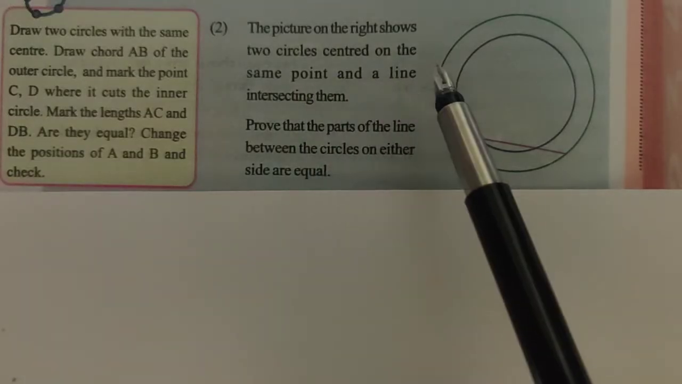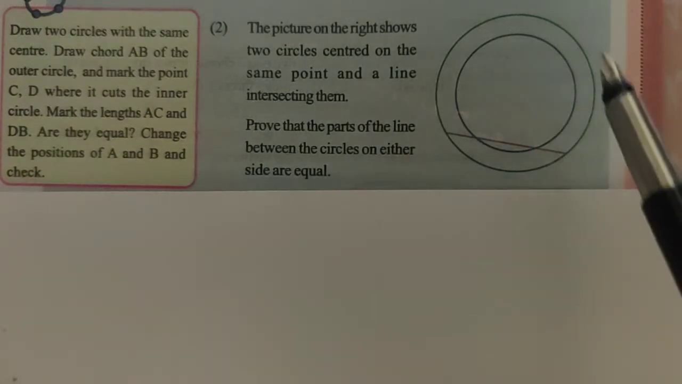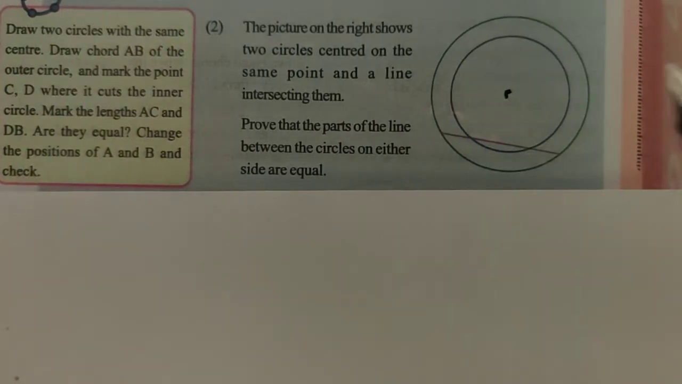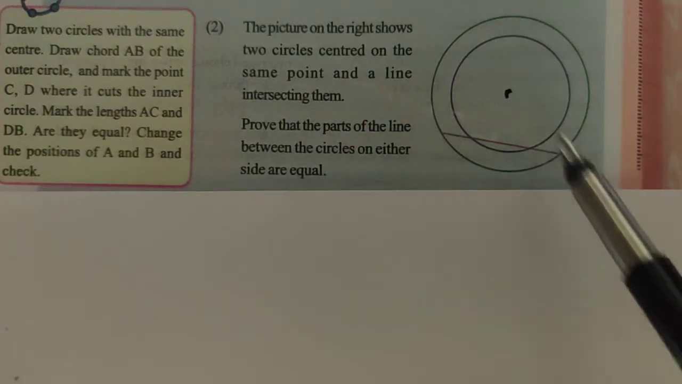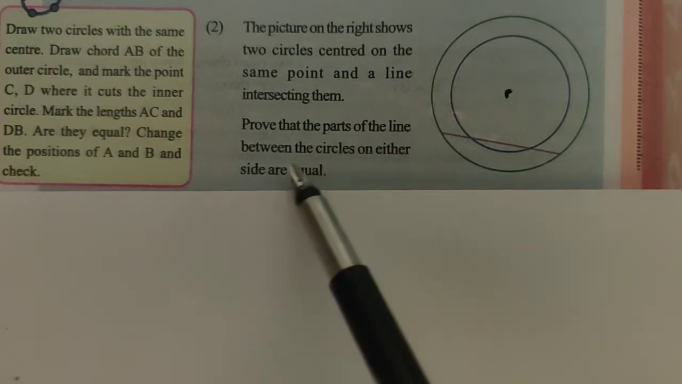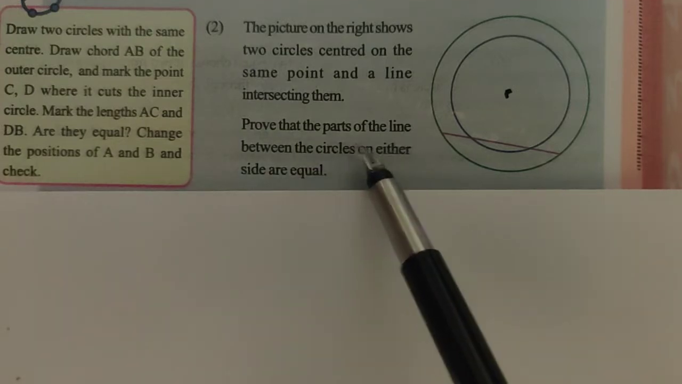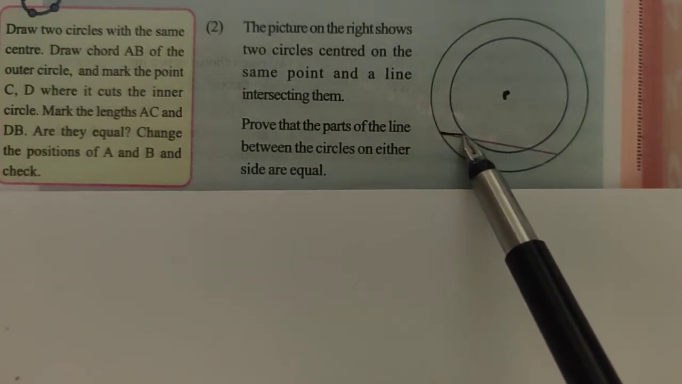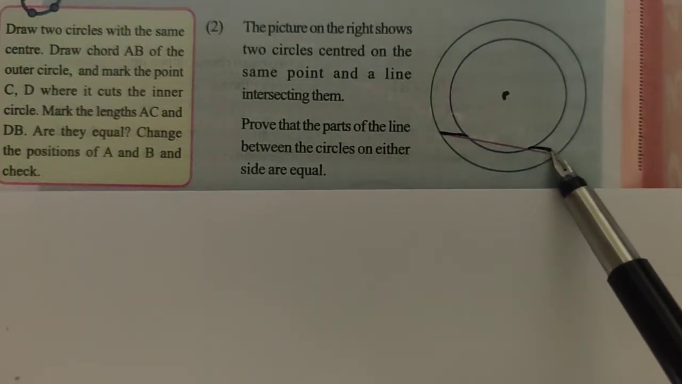The picture on the right shows two circles centered on the same point. Two circles, you can say inner circle and outer circle, but they have the same center. The question says they have the same center and a line is intersecting them. Prove that the parts of the line between the circles on either side are equal. The parts between the circles: this is between the circles and this part is also between the circles. We want to prove that these two parts are equal.